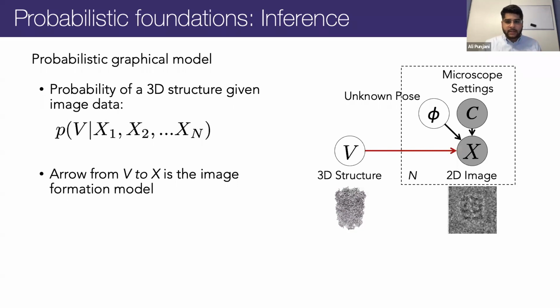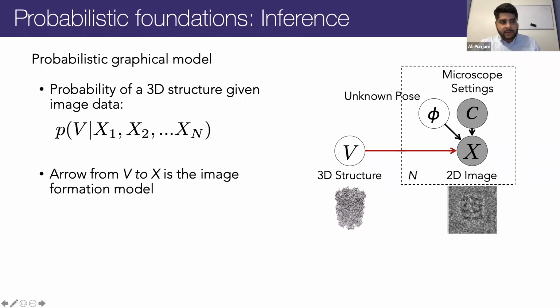So the diagram on the right is what's known as a probabilistic graphical model. It connects all the parts of our problem, each circle representing a variable that we may or may not know or may or may not observe, connected with arrows that tell us how information flows between variables. So for example, X is a particular 2D image that we observed in the microscope. C are the corresponding microscope settings, contrast transfer function, and other settings for that image. Phi are the poses that we don't know for that particular image. We don't know which way we're looking at the object in that image. And in the simplest homogeneous reconstruction case, V is a 3D structure that explains all of the images.